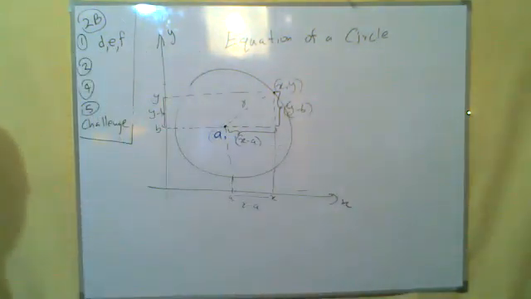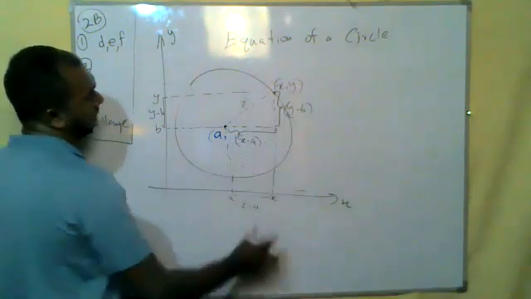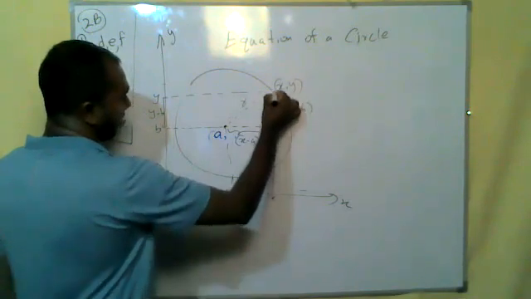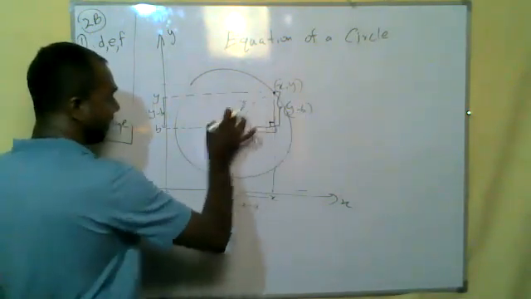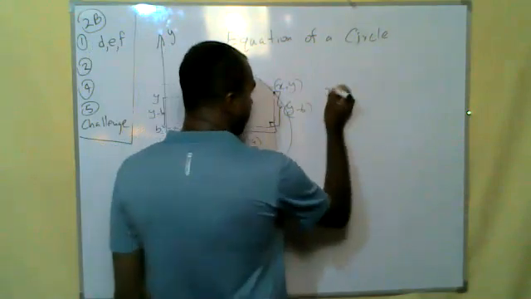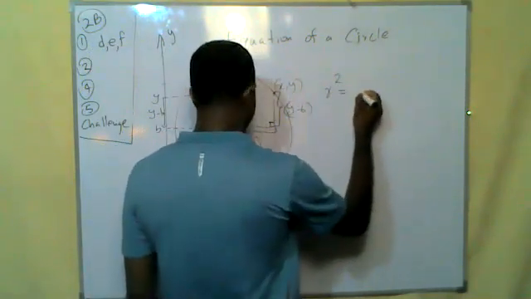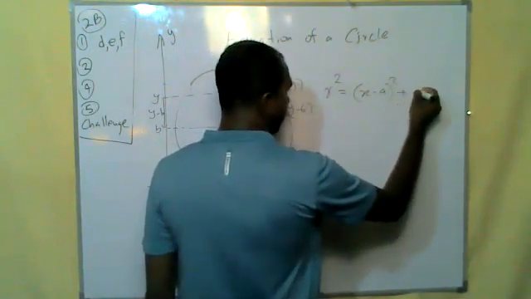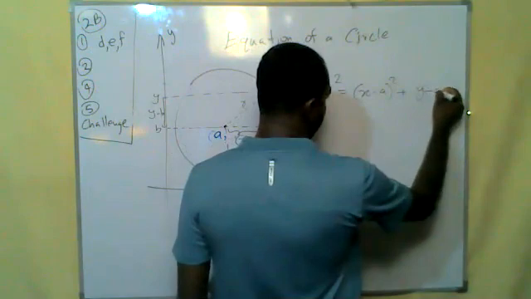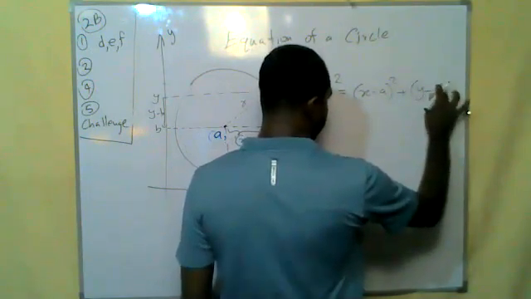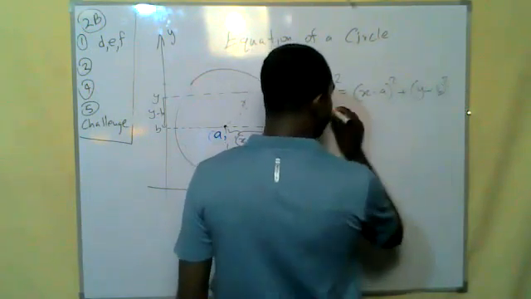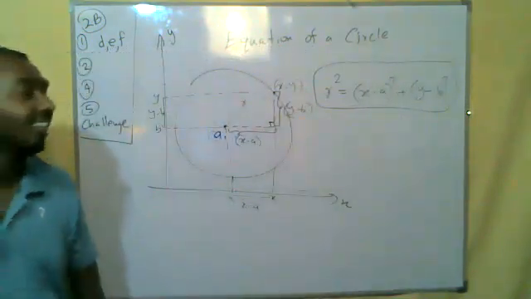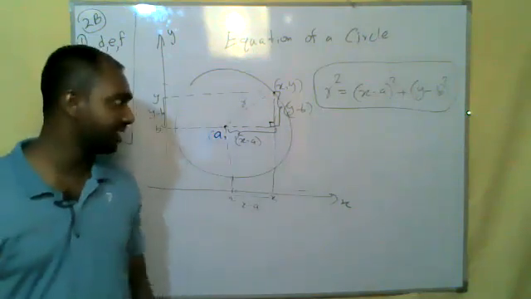And what do we have here? This is a right angle triangle. For this triangle, we can apply this radius. Radius to the power 2, no? r to the power 2 should be equal to (x minus a) to the power 2 plus (y minus b) to the power 2. Surely this is the what? Equation of a circle. It's so easy, so simple.